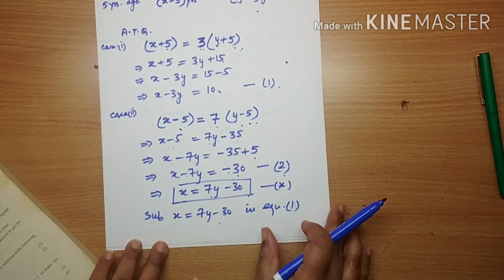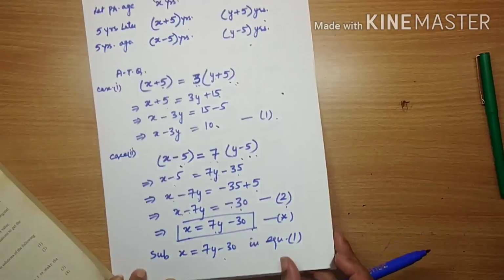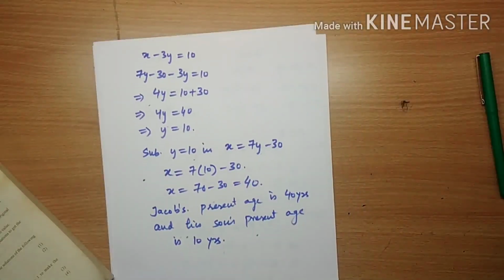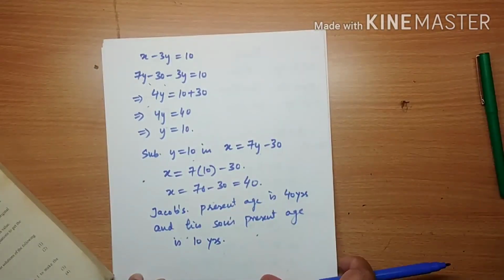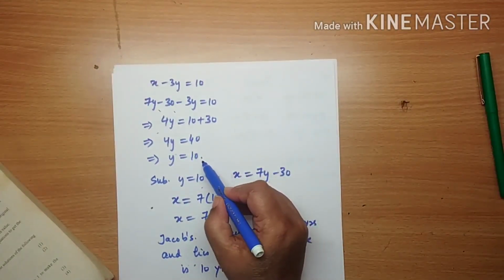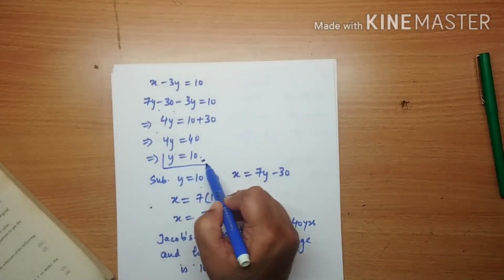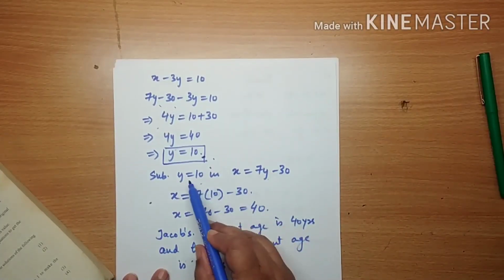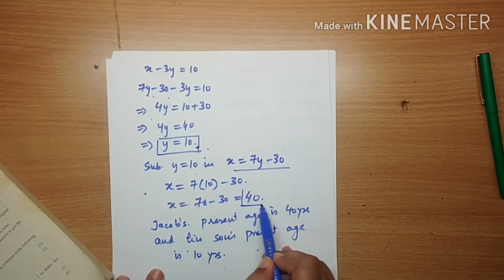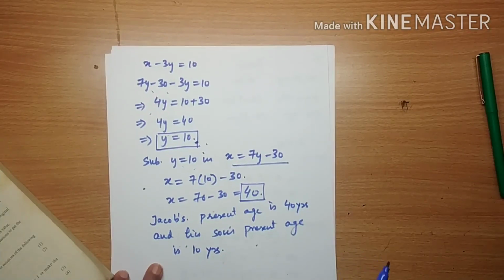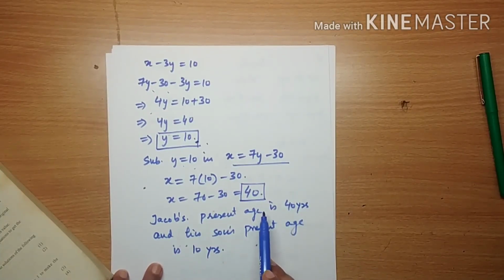Now I am substituting the value of x in the first equation, which is x minus 3y equal to 10. So I got 7y minus 30 minus 3y is 10. After simplifying, y is 10. Again substituted y 10 in the star relation, which was x is equal to 7y minus 30. I got x as 40. So x we represented as Jacob's present age. So Jacob's present age is 40 years and y was his son's present age. So his son's present age came to be 10 years.